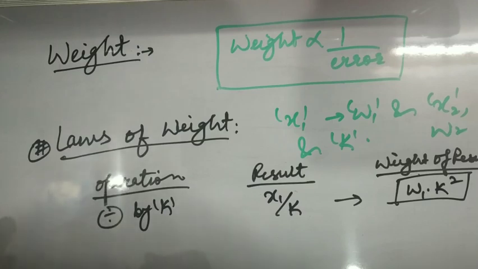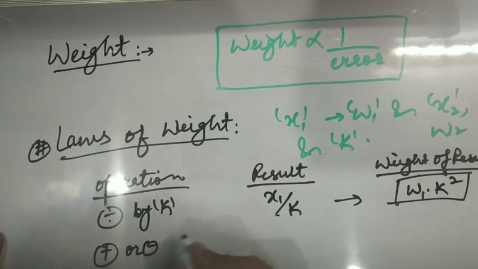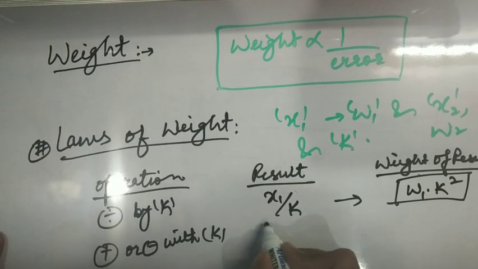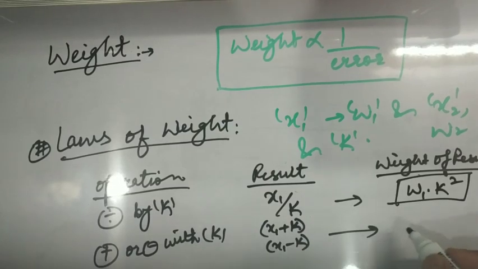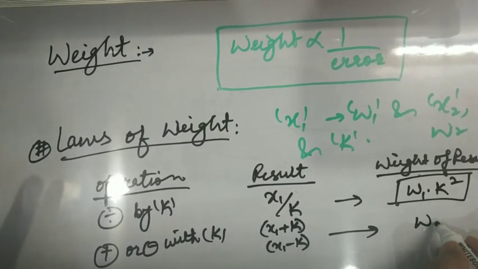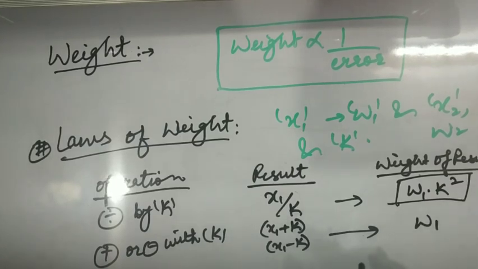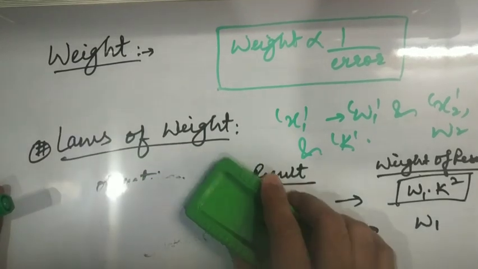So next is addition or subtraction with constant k, or you can say x1 plus k or x1 minus k. So in this condition, the weight of the result will be simply w1. So there will be no effect of addition or subtraction of a constant on the weight of the result. So hope you have remembered all these laws. So this was all about laws of weights.